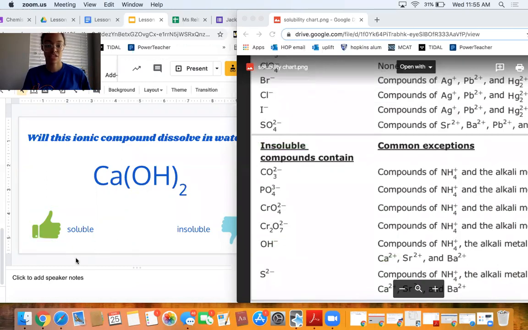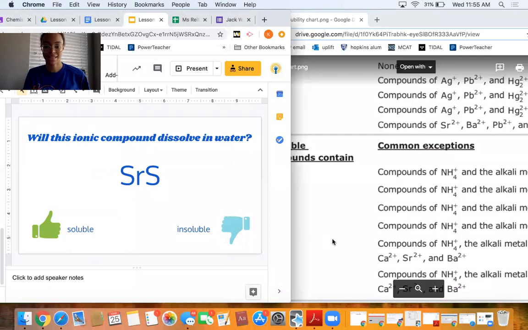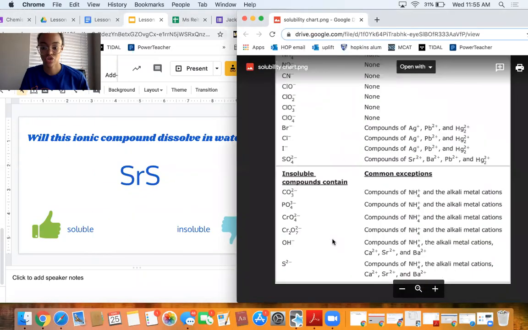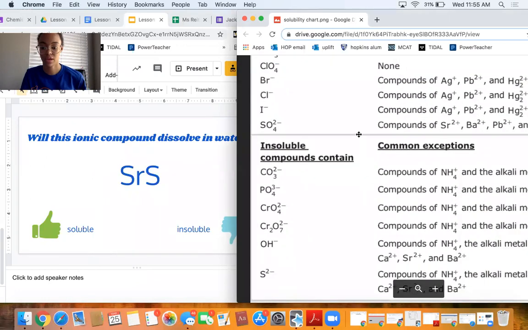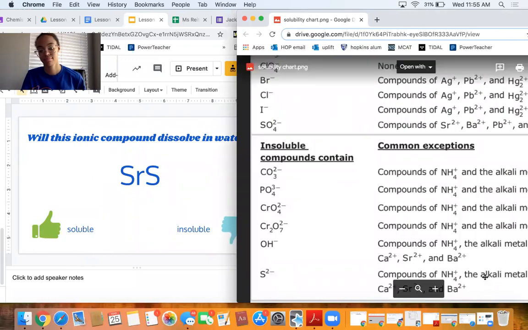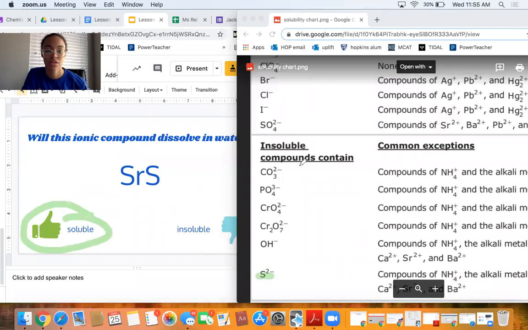Let's see, do we want to do another example? All right, one more last example, SrS. What do we think? Okay, pause the video. Okay. This one, hopefully you realize, is right below the OH. This one is soluble. Why? S is normally insoluble, and Sr is listed right there as a common exception, meaning it would be soluble.